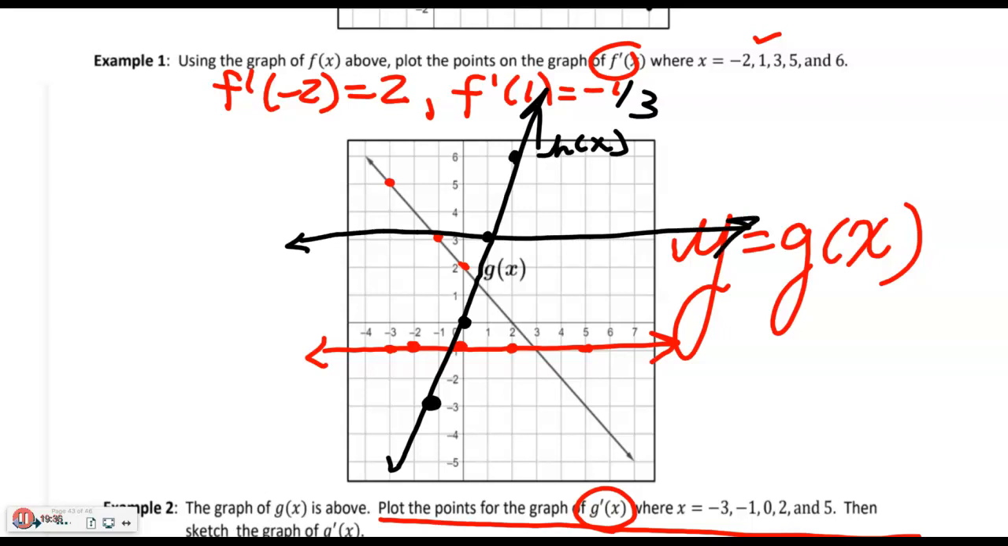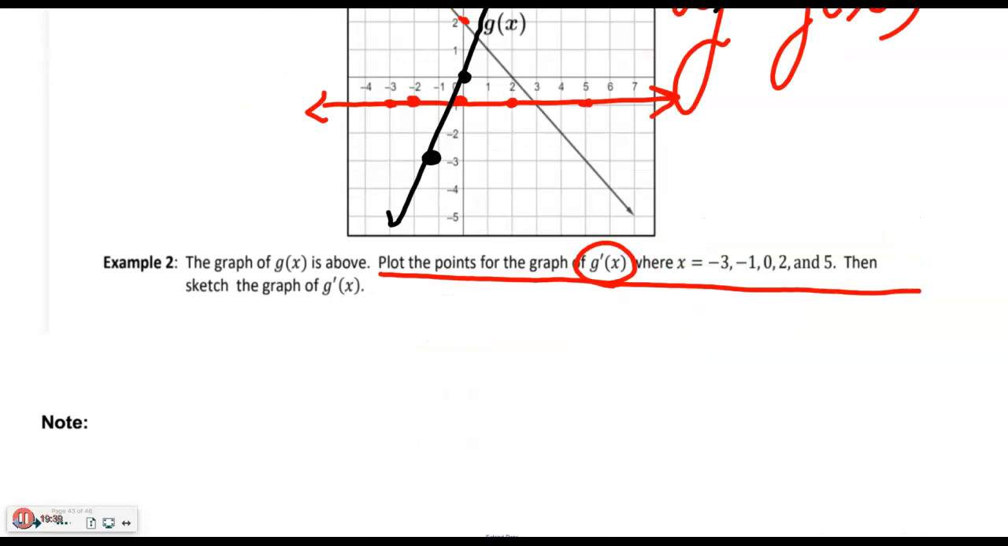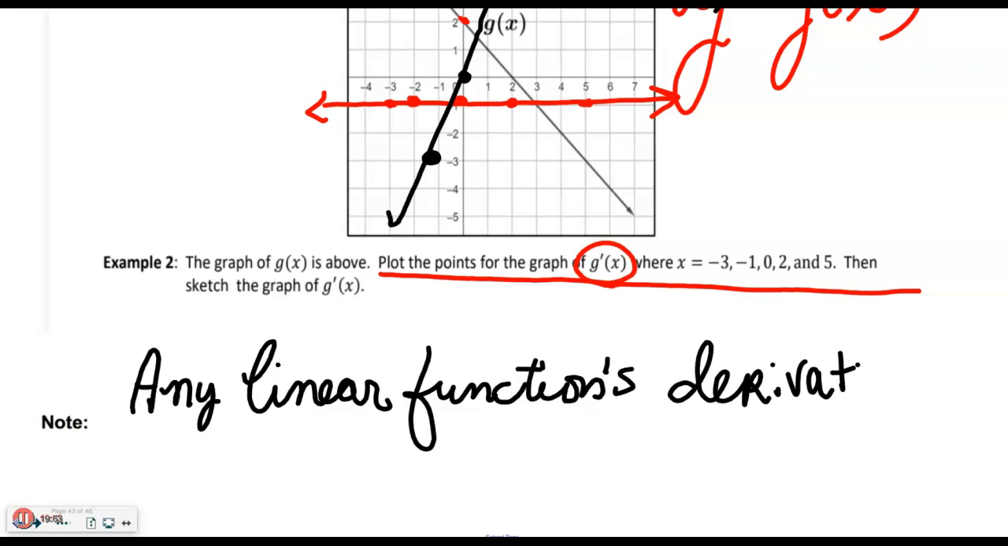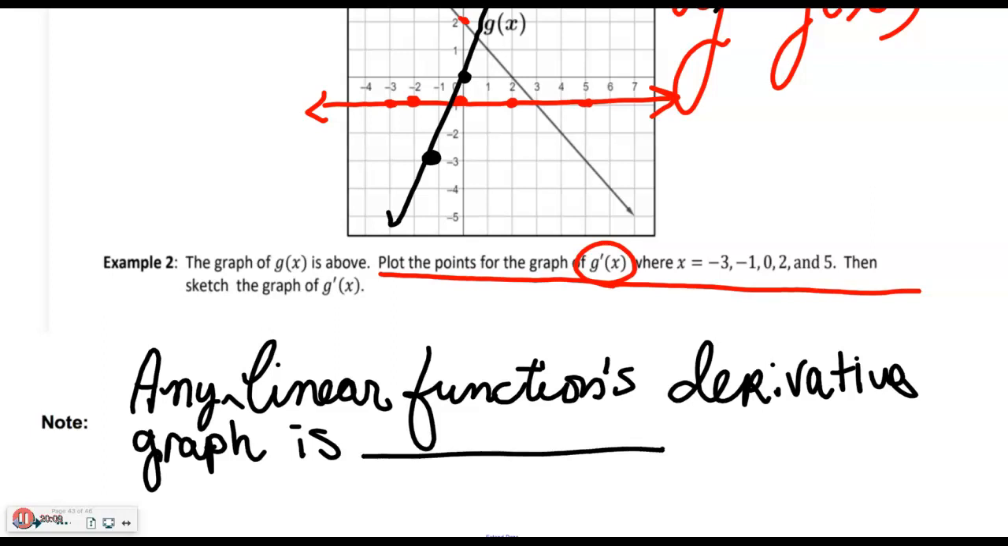So let's do a little note here. What do you think any linear function's derivative graph is? A horizontal line, as long as that was a non-vertical linear function, because vertical lines don't have derivatives.